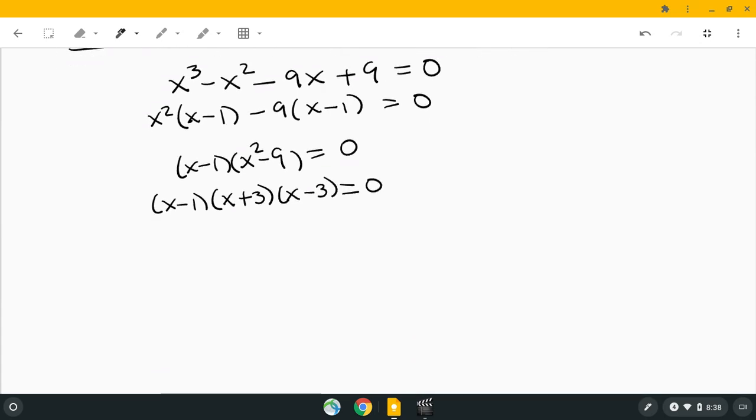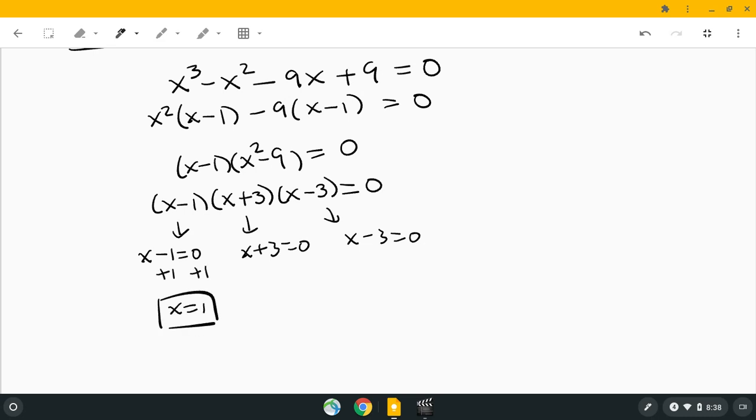And then we have these three answers because x minus 1 equals 0, x plus 3 equals 0, x minus 3 equals 0. If we solve each one, x equals 1 here. Subtract 3, x equals negative 3 here. Add 3, x equals 3 here.